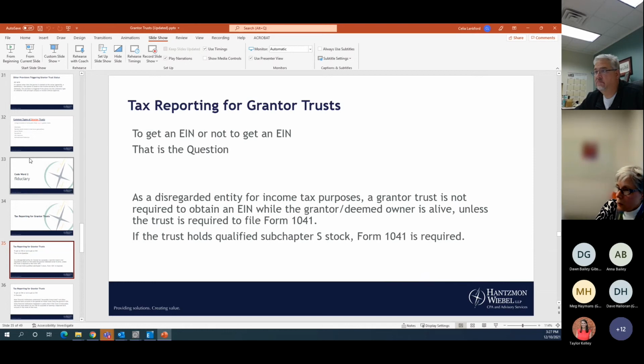So one of the big questions is, if it's a grantor trust, do you need to get an employer ID number? Because a grantor trust is a disregarded entity, it's not required to get an employer ID number while the grantor or the deemed owner is living, unless they're required to file a Form 1041. So the most obvious exception is if that trust is designed to hold subchapter S stock, then it must file a Form 1041, and by default it's going to need its own employer ID number. So if it has sub S stock, you definitely are going to need an EIN.